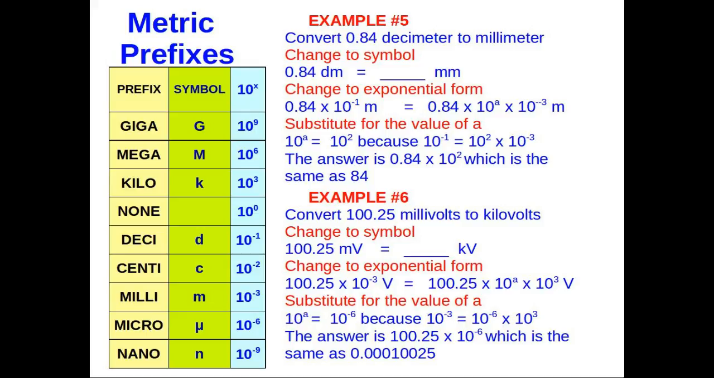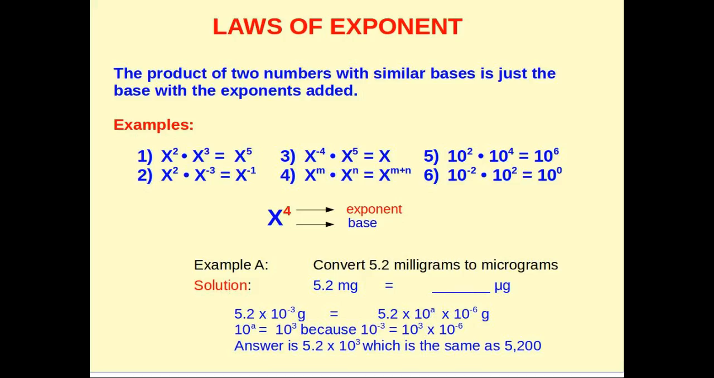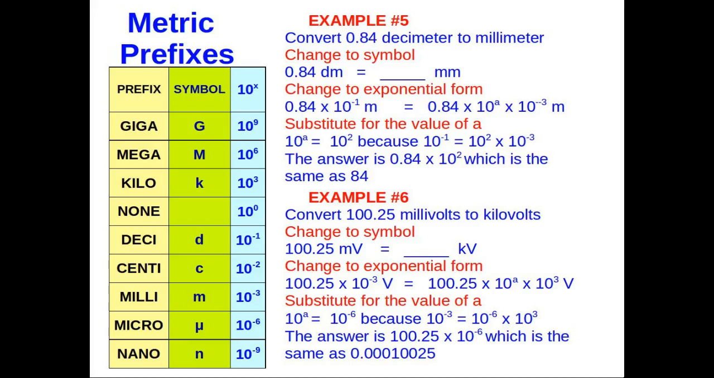Example number 6. Convert 100.25 millivolts to kilovolts. Step A, changing to symbols. 100.25 small m capital V is equal to blank small k capital V. Step B, changing to exponential form. 100.25 times 10 to the negative 3 capital V is equal to 100.25 times 10 to the A times 10 to the positive 3 capital V.